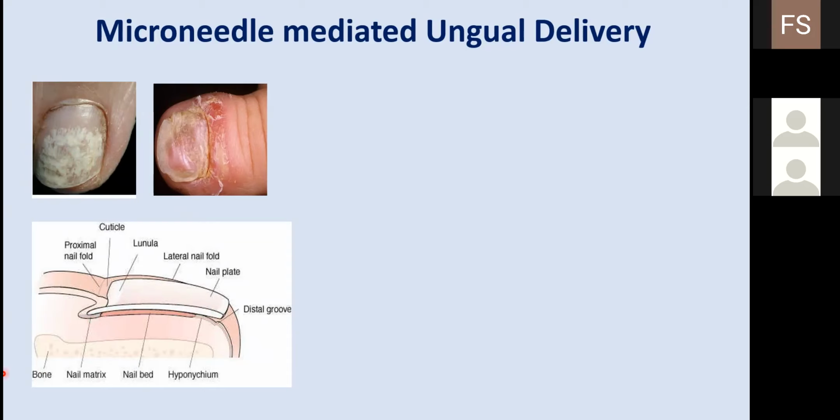This is the transverse section of the nail of the toe. This whole entire thing is called the nail apparatus. In the nail apparatus, you see this nail plate and the nail bed. The nail bed is a soft tissue.